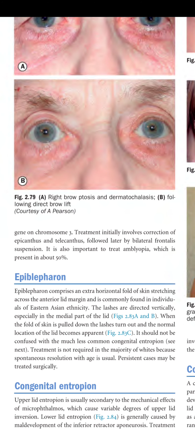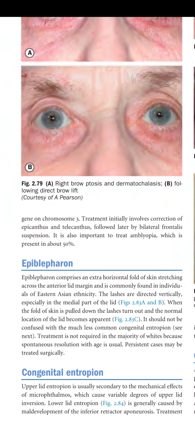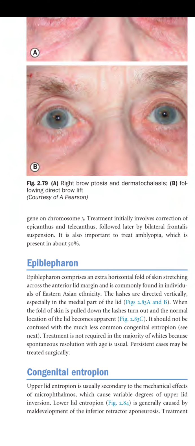Treatment initially involves correction of the epicanthus and telecanthus, followed by bilateral frontalis suspension. It is important to treat amblyopia, which is present in about 50%. So first you have to treat the epicanthus and telecanthus, and then you have to treat the ptosis with bilateral frontalis sling suspension. Why? Because it has a poor levator function.